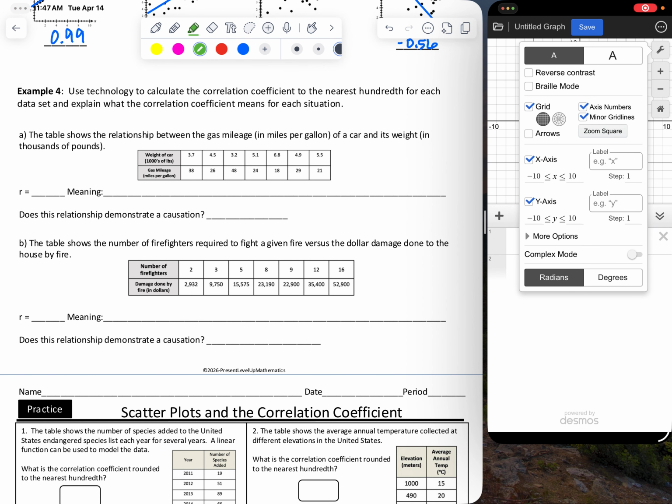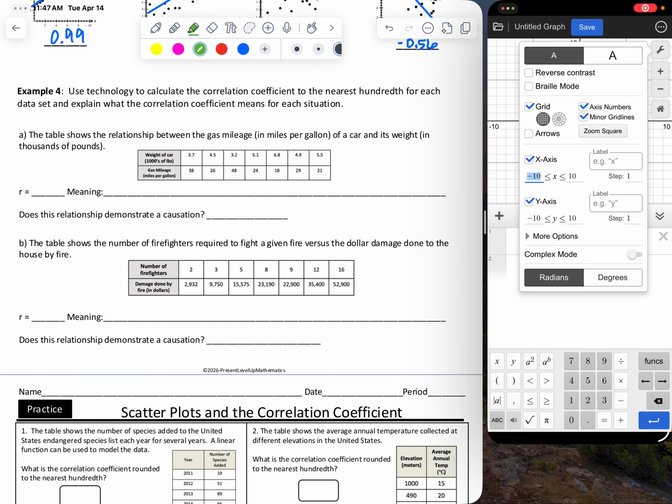And for my x's on this table, my smallest x value looks like 3.2. My largest x value looks like it's going to be 6.8. So I'm just going to say that I need something between 0 and 10, and stepping by 1 is perfect, okay?